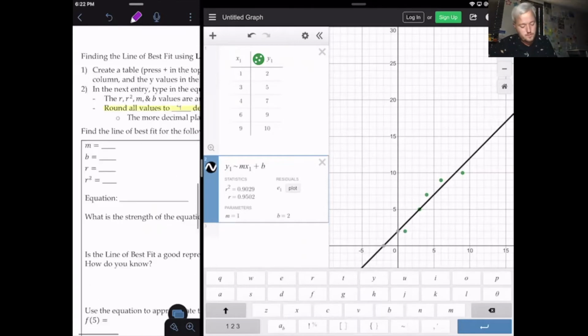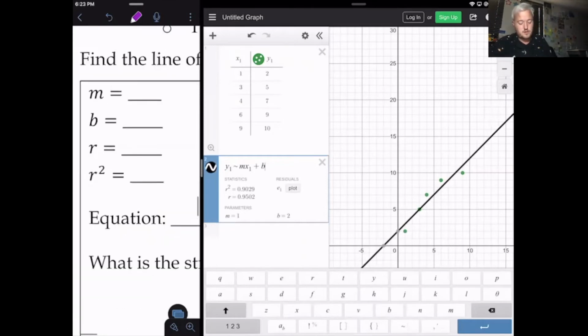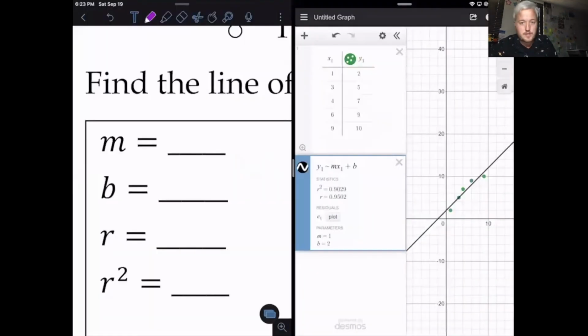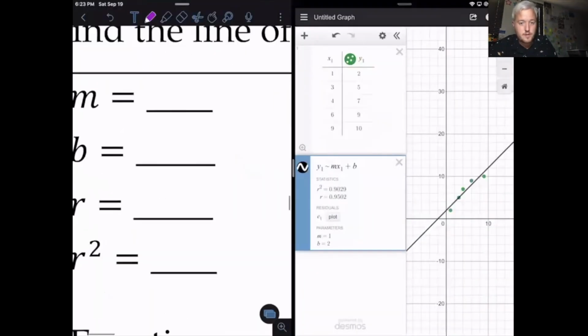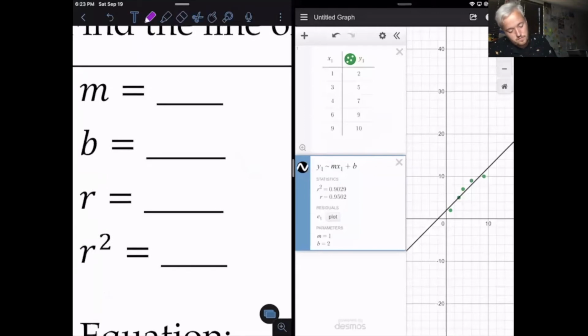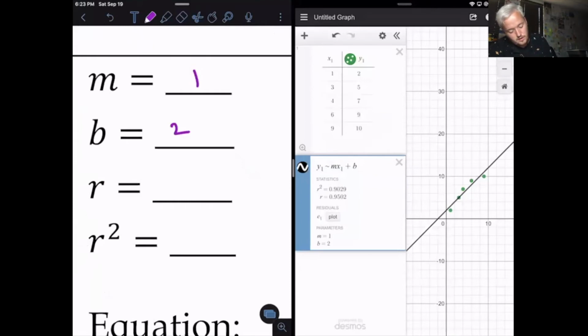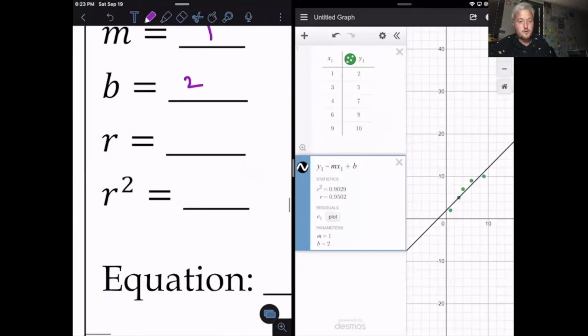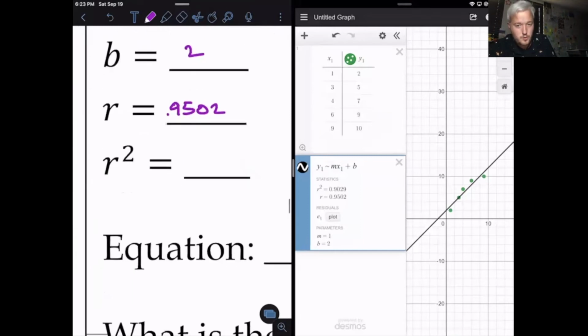So what you can do is once you get to this screen, you can literally just copy and paste all that data in here. So your M value is 1, your B value they say is 2, and then they give you your R and your R squared value. So your R value, your correlation coefficient, is 0.9502, and then your R squared value is 0.9029.